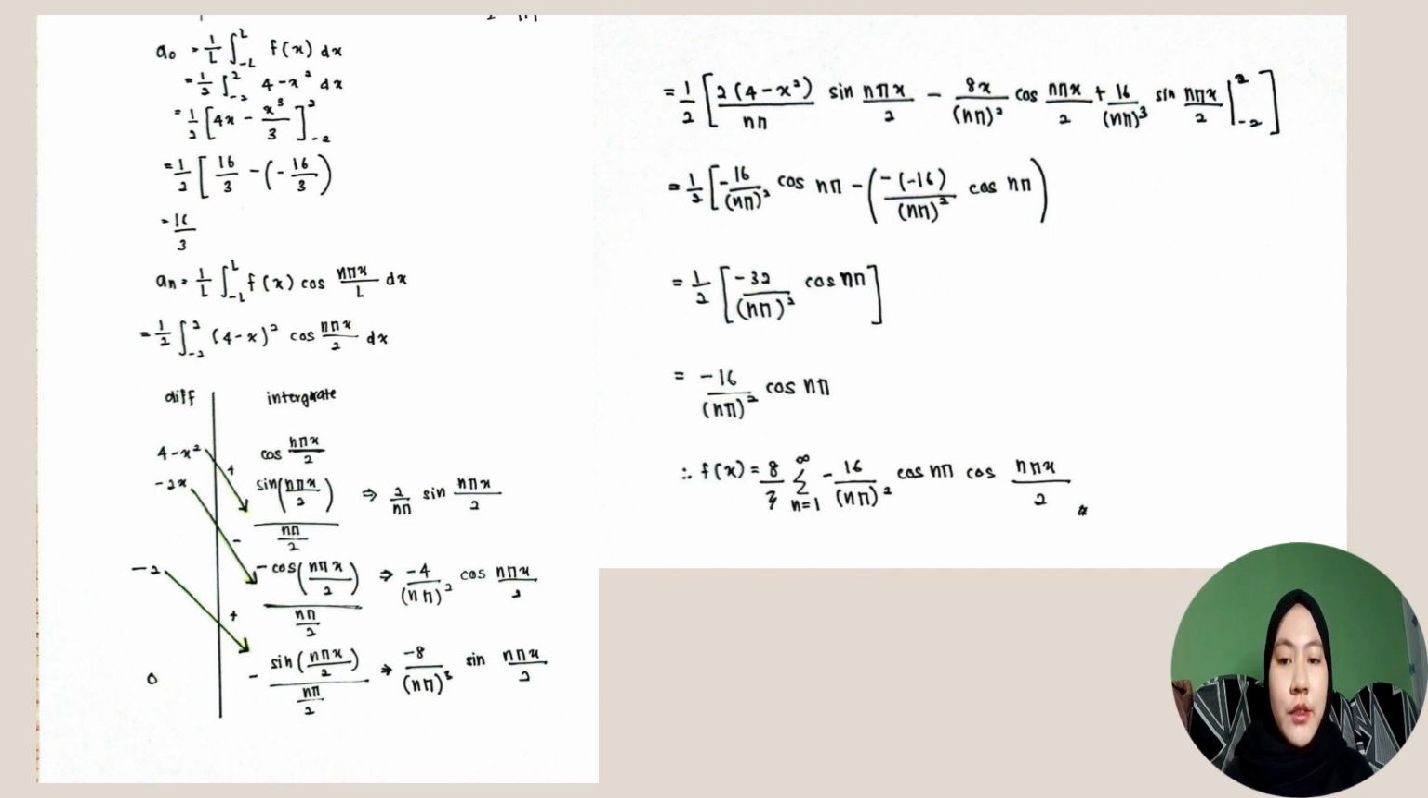After we get the answer, we have to substitute in another formula, which is an equal to 1 over L, integrate negative L to L, f(x) cos n pi x over L dx. After we substitute the value in the formula, we have to differentiate and integrate the function. We get that answer. After that, we solve it like usual, and we have the final answer, negative 16 over (n pi) squared, cos n pi, cos n pi x over 2.